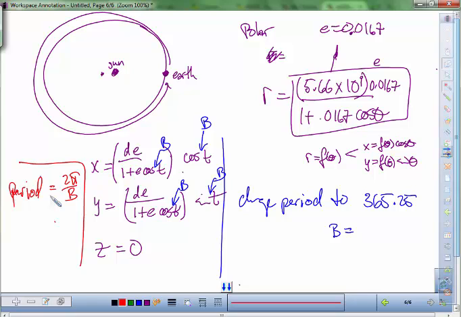So the period is 2 pi over b. And so if you want your period to equal 365.25 and you solve for b, what should b be? I think it's 2 pi over 365.